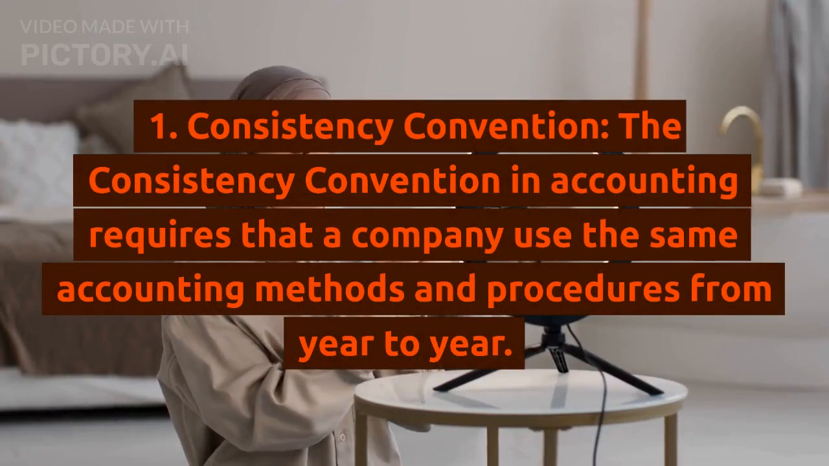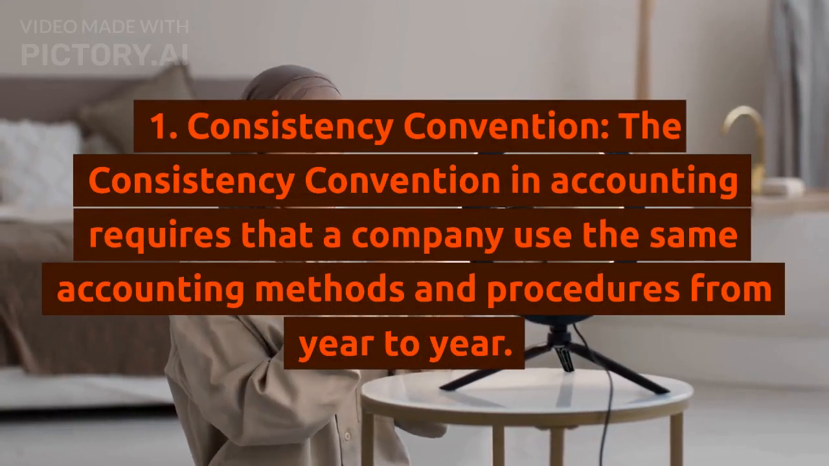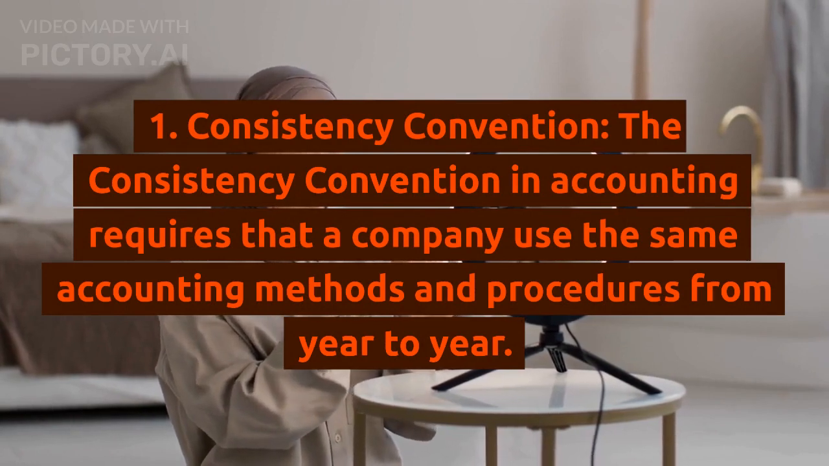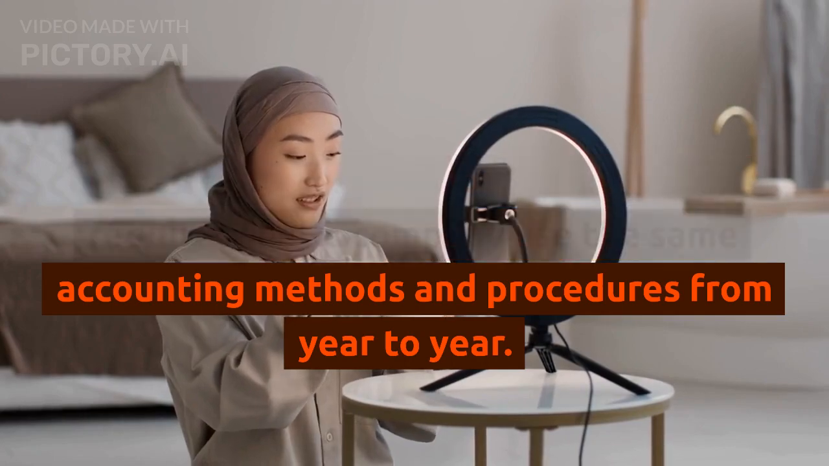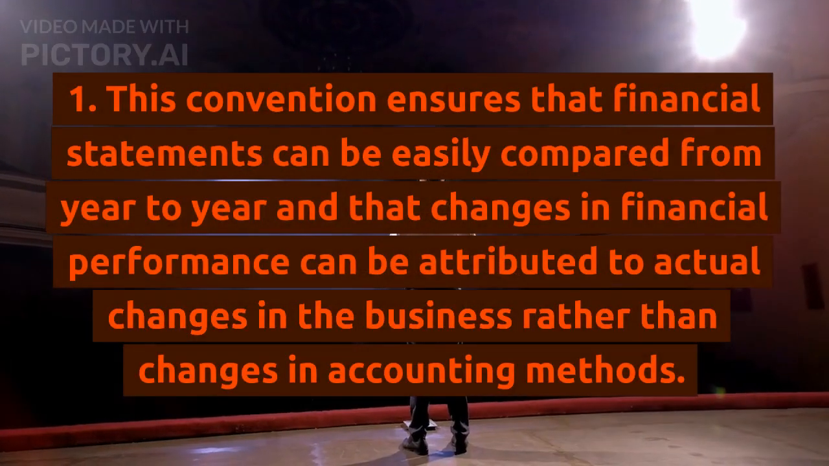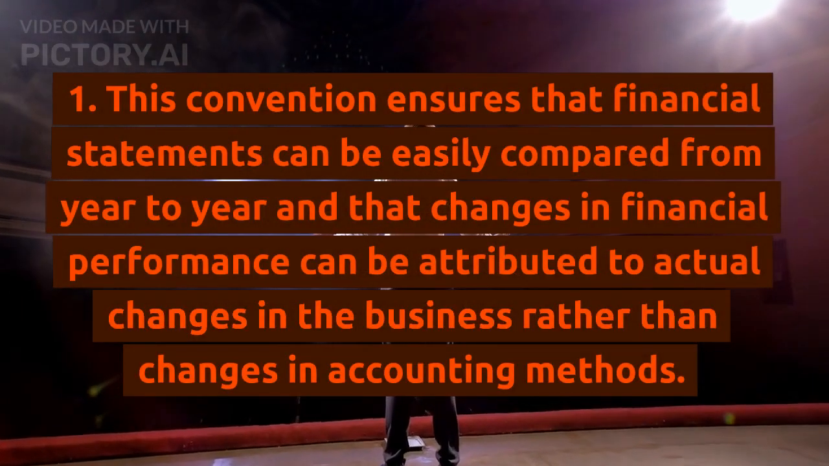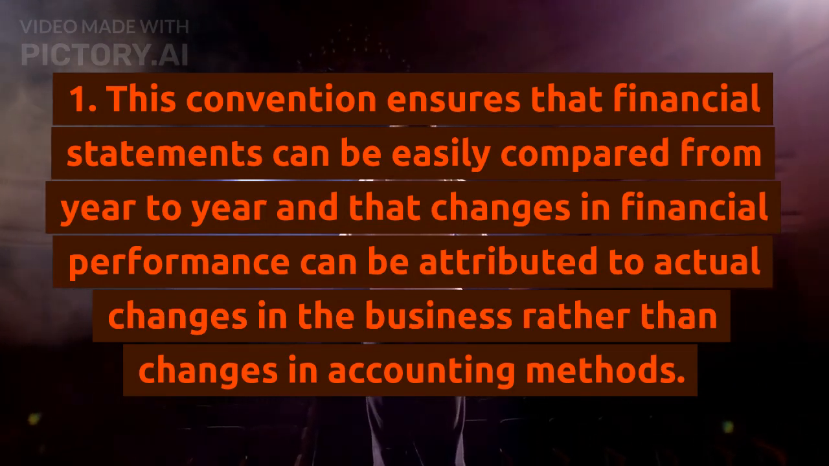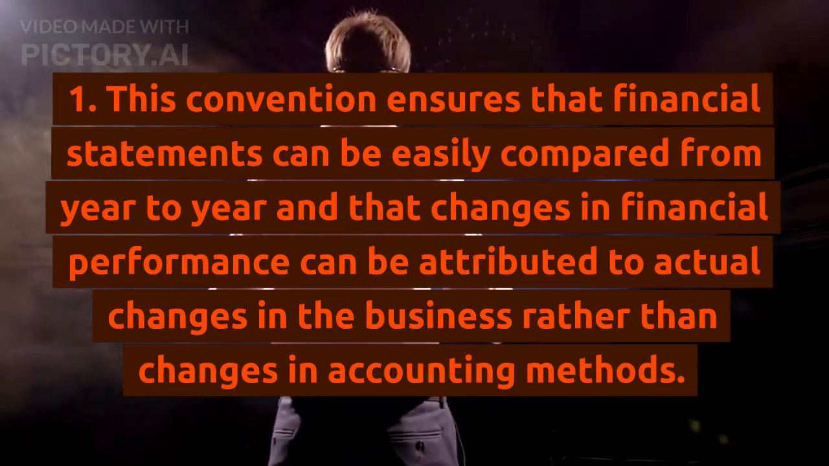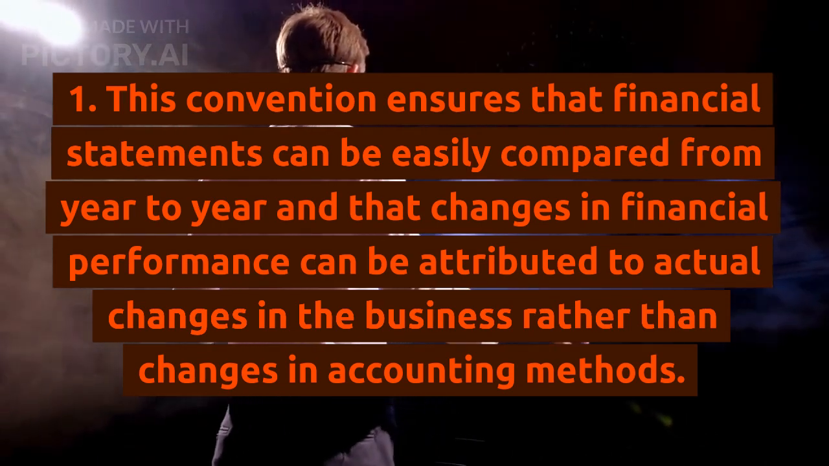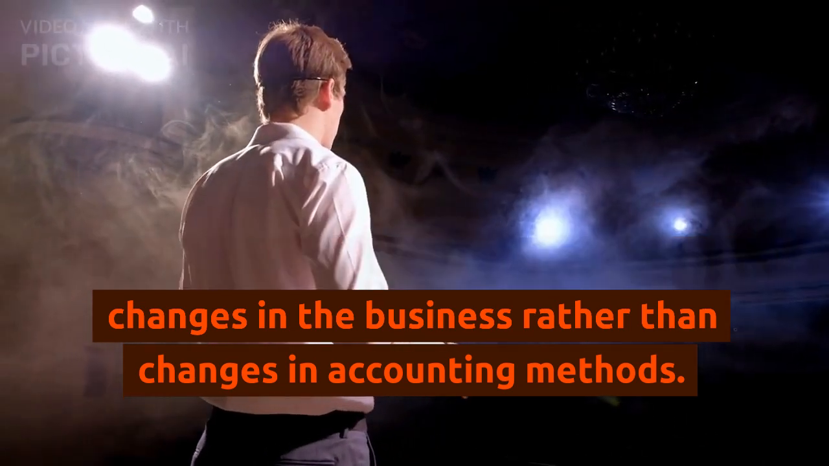1. Consistency convention. The consistency convention in accounting requires that a company use the same accounting methods and procedures from year to year. This convention ensures that financial statements can be easily compared from year to year and that changes in financial performance can be attributed to actual changes in the business rather than changes in accounting methods.